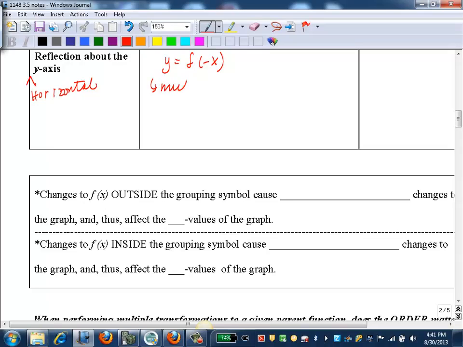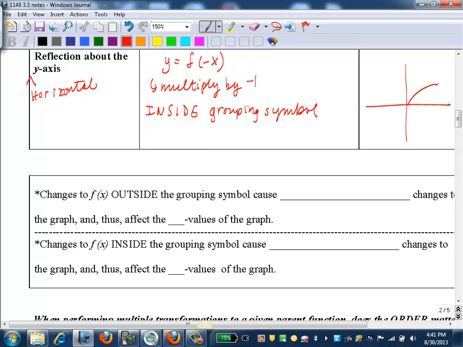So if we multiply by negative 1, and this time inside the grouping symbol, we will reflect horizontally about the y-axis. So we can make a sketch here. So here's our parent function, square root of x, and when we put that negative on the inside of that square root, it's going to reflect it about the y-axis.